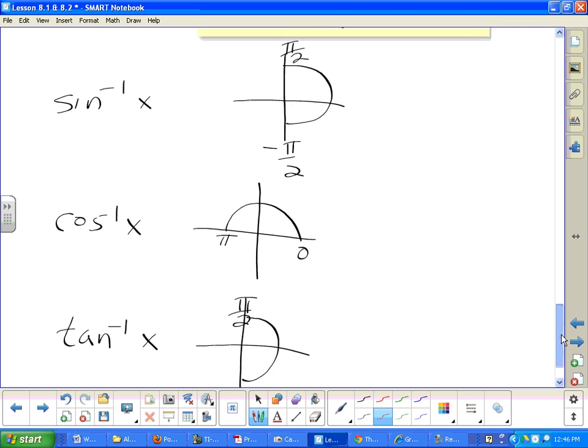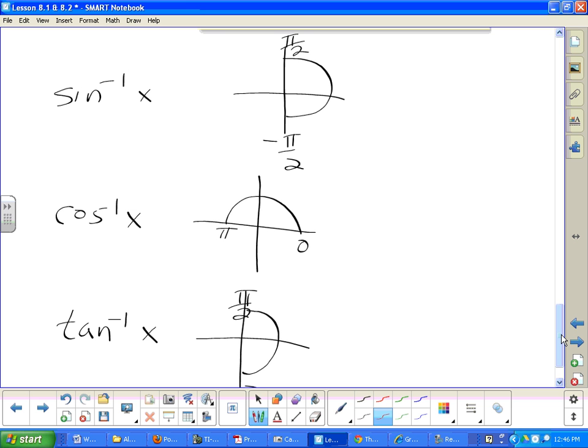So if we look at them graphically, inverse sine of x, my answers are going to be angles from negative pi over 2 to pi over 2. Fourth quadrant, first quadrant. For inverse cosine, first and second quadrants. Inverse tangent, fourth and first.